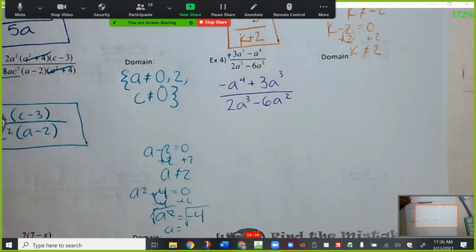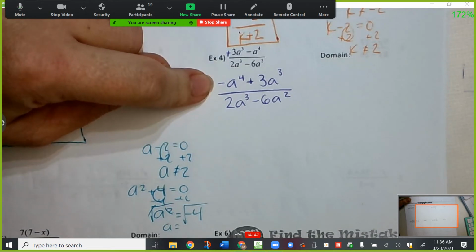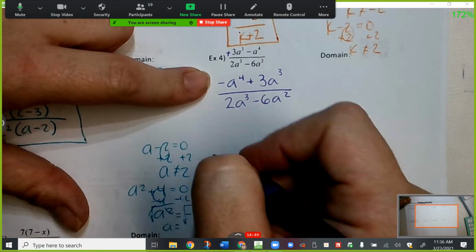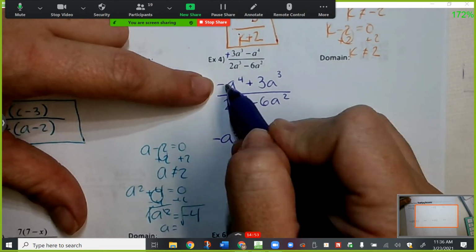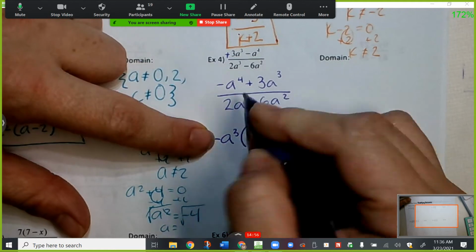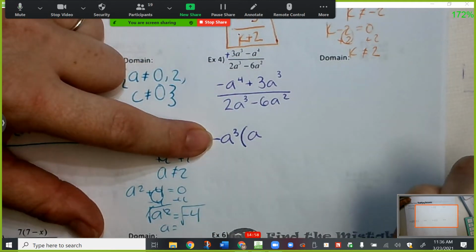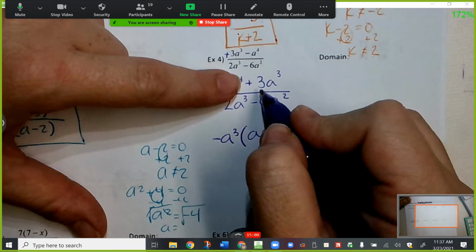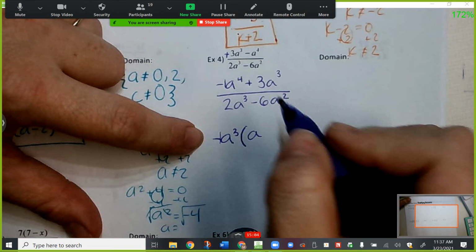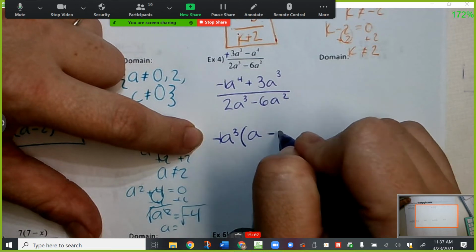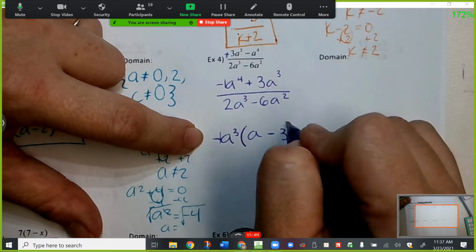So what's my GCF on top? A cubed, but remember when there's a negative at front, what do you have to take out? So we're going to take out a negative a cubed. Well, I took out that negative, and I took out 3a, so I have 1a left. I took out a negative, which is the same thing as saying negative 1. 3 divided by negative 1 is negative 3, and I took out the a cubed, so that's what's left.